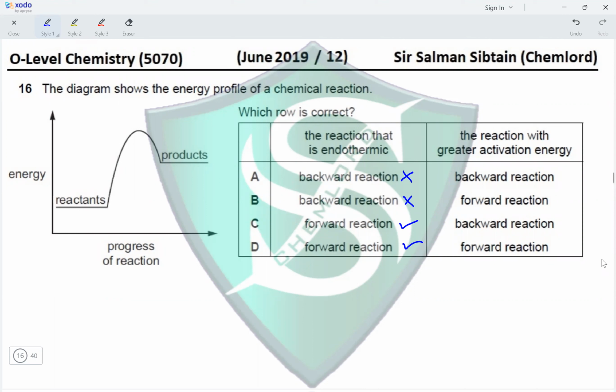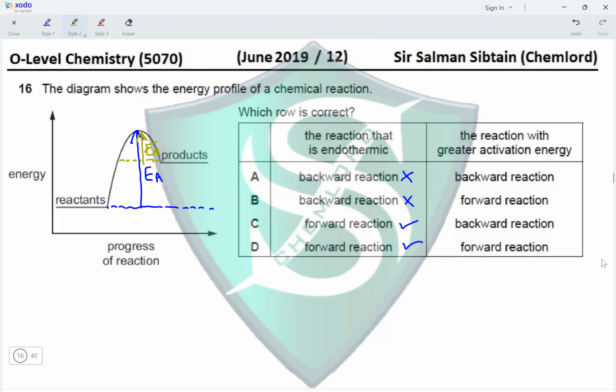And the other column says the reaction with the greater activation energy. The activation energy is the energy difference between the reactants and the maximum energy point, which is the transition state. So from the reactants to the transition state is the activation energy. This is the activation energy for the forward reaction. And for the backward reaction, because products would become the reactants, the activation energy would be this energy difference. So this is the activation energy for the backward reaction.